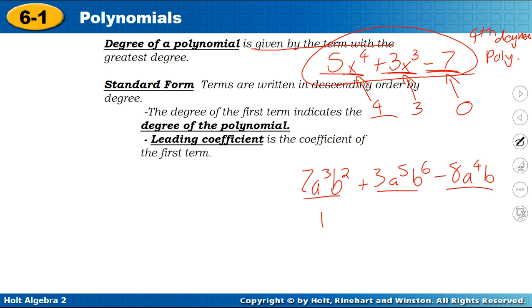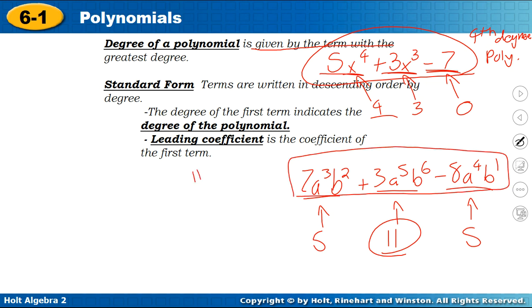So the first term has a degree of 5, because the 3 exponent and the 2 exponent add up to 5. The second term has a degree 11, because 5 plus 6 is 11. And the last term has a degree of 5, because a to the 4th and b to the 1st, 4 plus 1 is 5. So what's the biggest degree? The biggest degree is 11. So in total, this whole polynomial is an 11th degree polynomial.